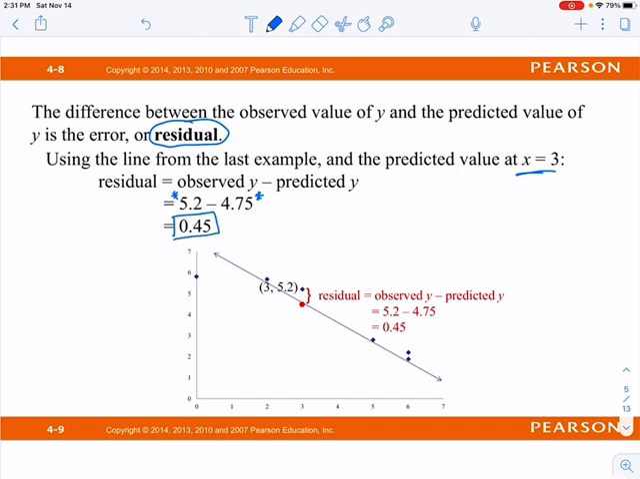And if you look at the picture below, if you go over to where x equals 3 and then go up, that red dot is what we had found by using the actual equation with x equals 3, the 4.75. And then this was the actual point. So you can see the difference there is going to be 0.45. If you ever forget the order of observed y minus predicted y, it's alphabetical also, just so you can keep the order straight there, because it does make a difference.